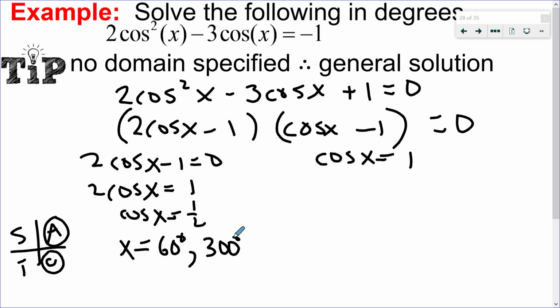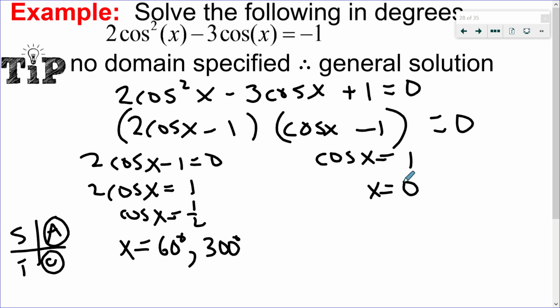Okay, cosine equal to 1. You're looking for your x coordinate where cosine is equal to 1. So since cosine is equal to 1, I know it is a quadrantal angle. So I'm looking where x is positive 1, and that happens at 0.